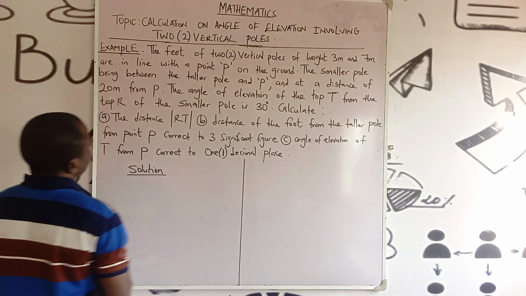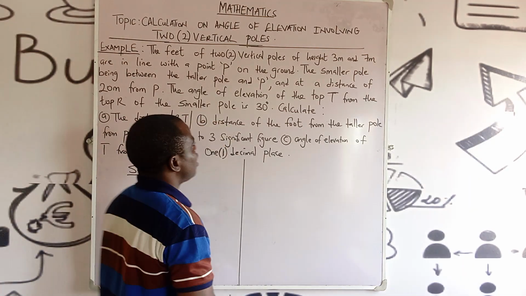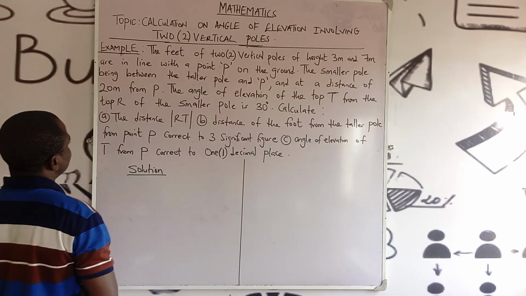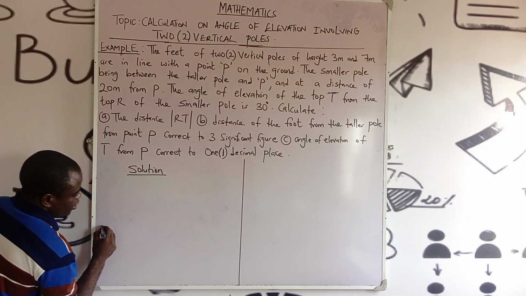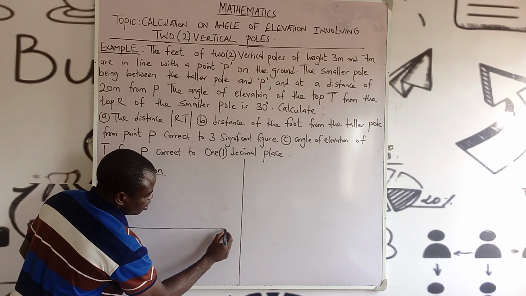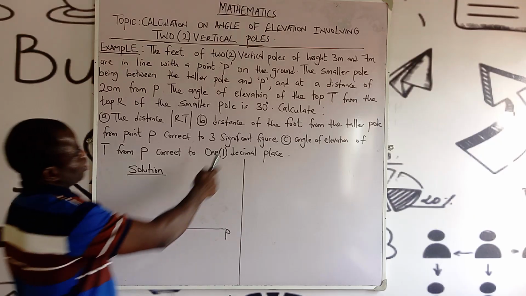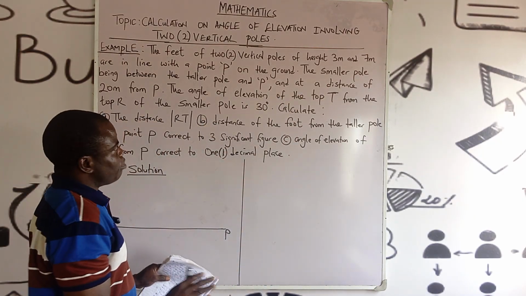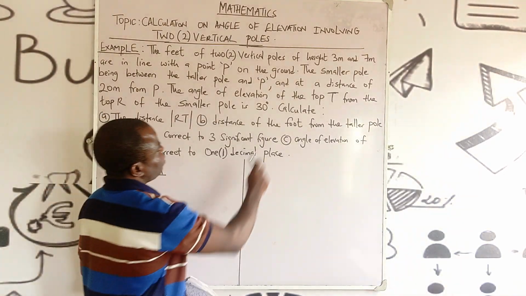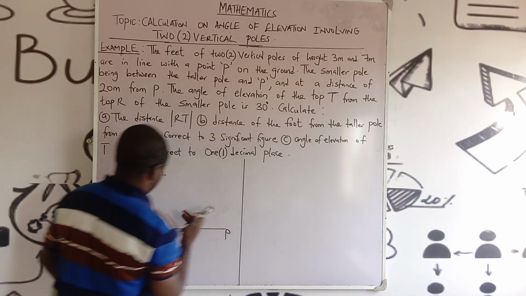Okay, now let's see. The feet of two vertical poles of height 3 meters and 7 meters are in line with a point P on the ground. This is the level ground. Let's call this point P. But in the first statement, you don't know where these poles will be placed. You continue reading.